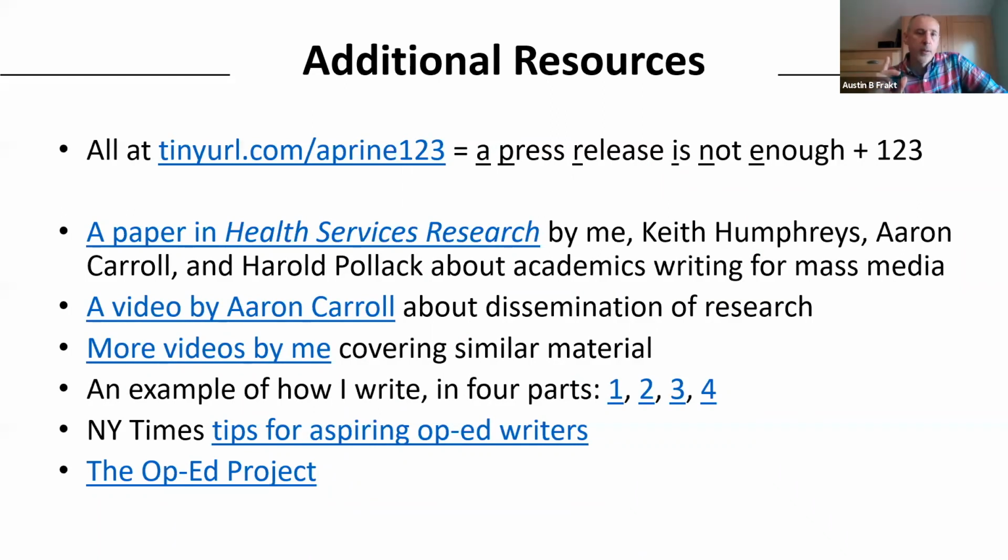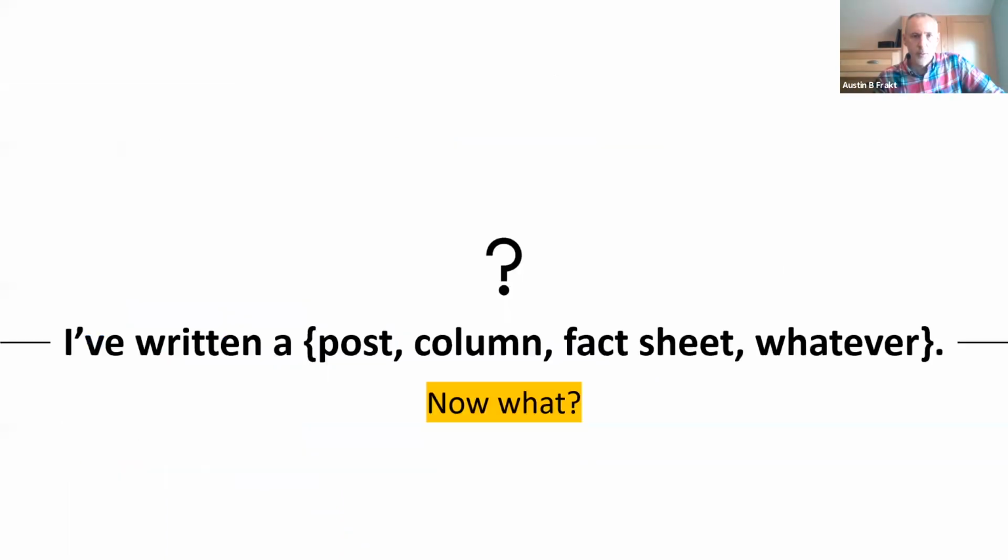You'll find a paper in HSR with me and colleagues about academics writing for mass media that covers a lot of meta topics, some of which have come up and will probably come up in our conversation. Some videos, an example of how I write in four parts, go through some nitty gritty on writing, some of which I've covered, some of which I haven't. There's other resources for writing, one at the New York Times, there's an op-ed project, and there's no doubt lots of other stuff, but this is just one set of resources.